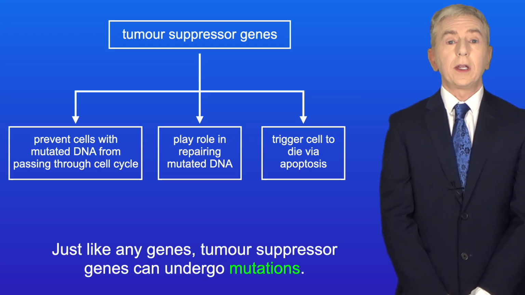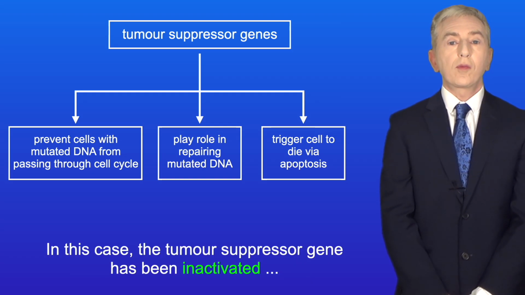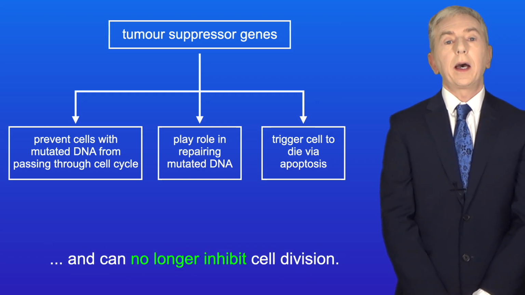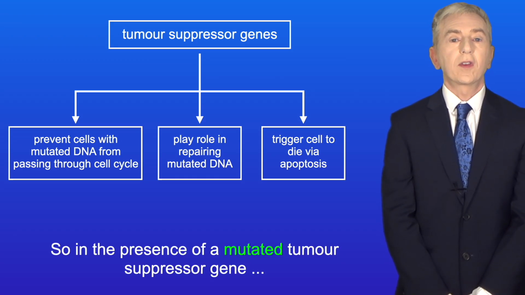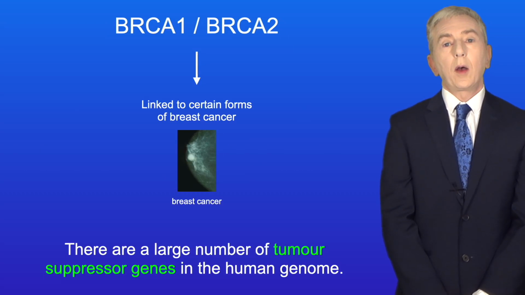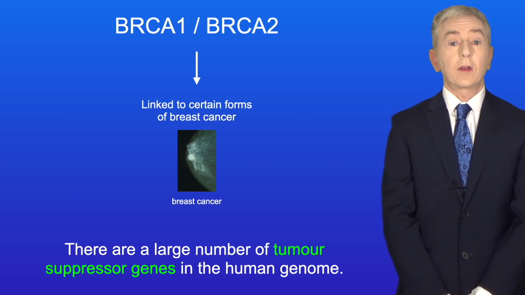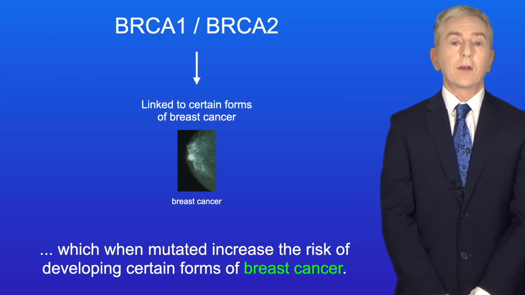Now, just like any genes, tumour suppressor genes can undergo mutations, and as a result, a tumour suppressor gene may no longer function effectively. In this case, the tumour suppressor gene has been inactivated and can no longer inhibit cell division. So, in the presence of a mutated tumour suppressor gene, the cell may divide to form a tumour. Now, there are a large number of tumour suppressor genes in the human genome. This includes the genes BRCA1 and BRCA2, which, when mutated, increase the risk of developing certain forms of breast cancer.